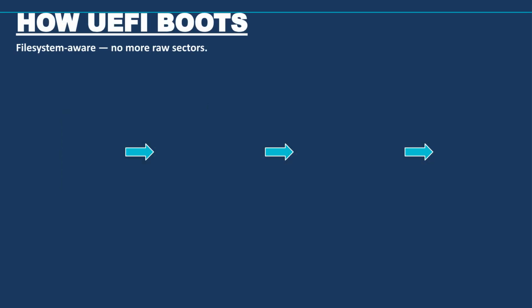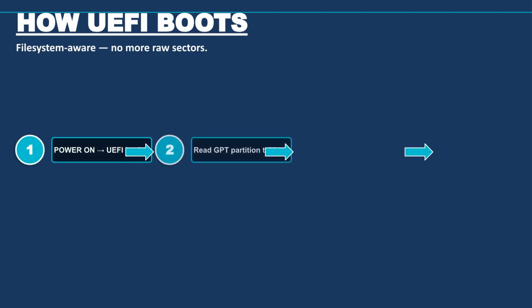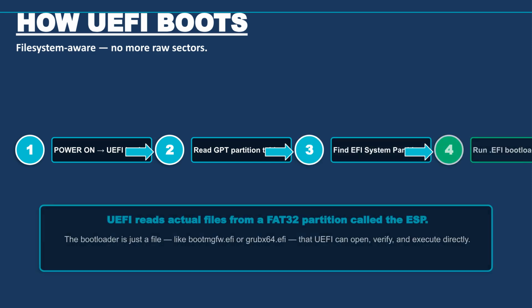The UEFI boot process is file system aware. It powers on and loads, reads the GPT partition table, and finds the EFI system partition, which is a FAT32 partition. Finally, it runs an actual EFI bootloader file, making the process more flexible than BIOS.